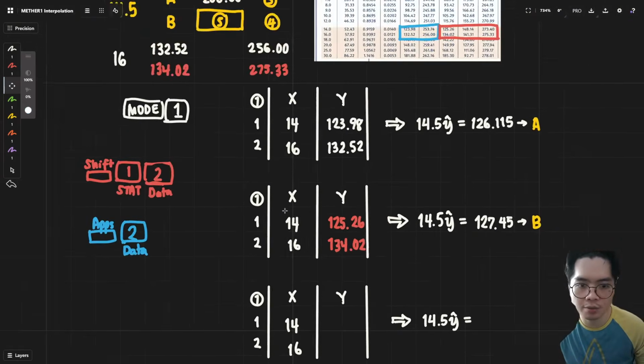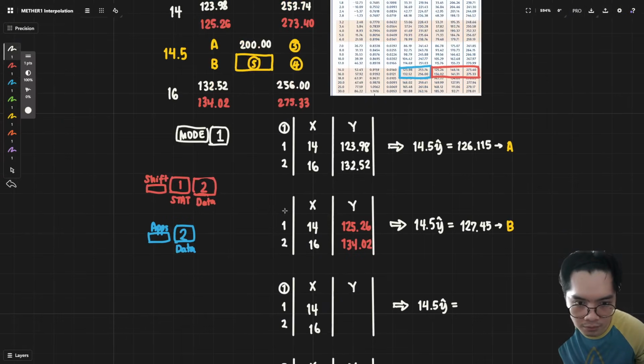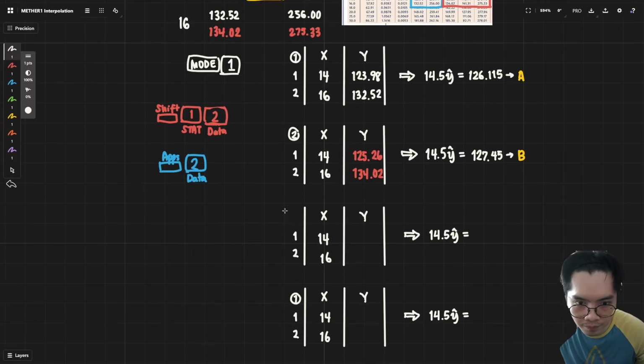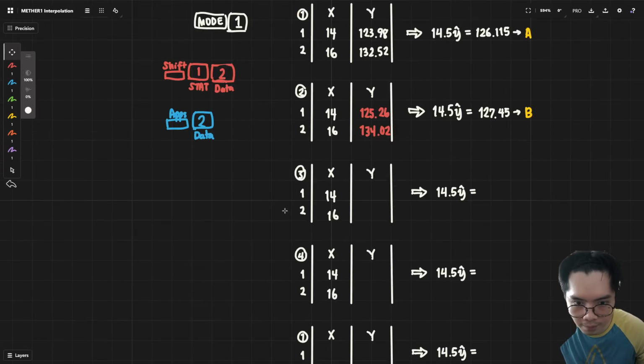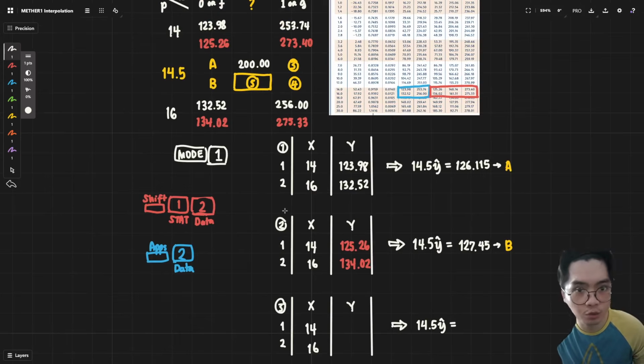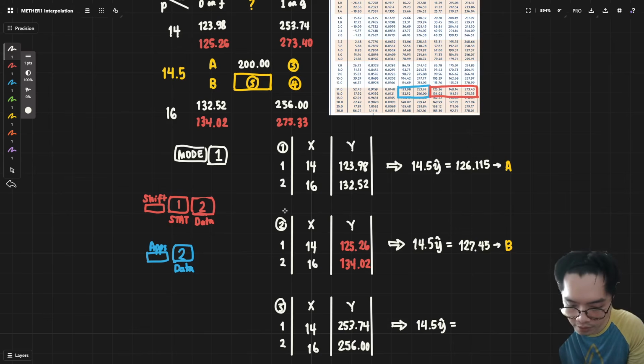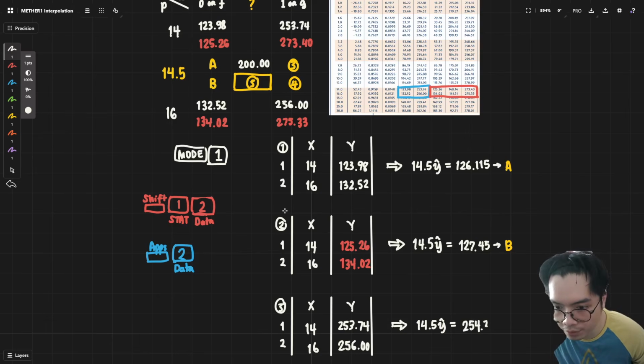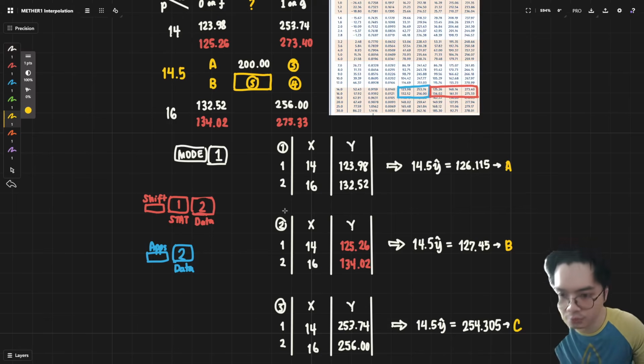Okay? And so we look at our third bit. Number 2, number 3, number 4, and number 5. Okay, so for number 3, we will have this, right? Our U values 253.74 and 256.00. So shift 1, 2, we will have 253.74 and then 256. So again, we will ask for 14.5 y hat. We will get 254.305. Let's store that to letter C.